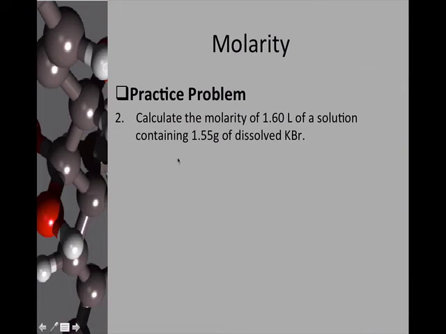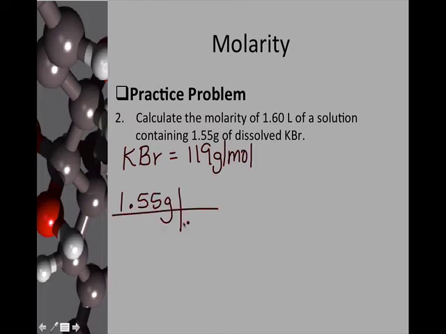Practice problem number 2 says calculate the molarity of 1.60 liters of a solution containing 1.55 grams of dissolved potassium bromide. Well, potassium bromide, I looked up the masses on the periodic table, and it's 119 grams per mole. That's its molar mass. So again, I'm going to take the grams of the potassium bromide and convert it to moles. So I'm going to divide by the 119. That gives me 0.013 moles of potassium bromide.